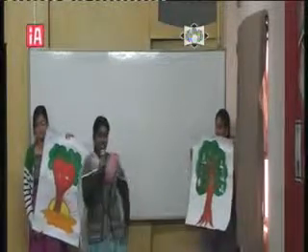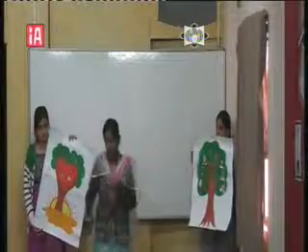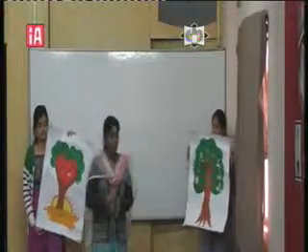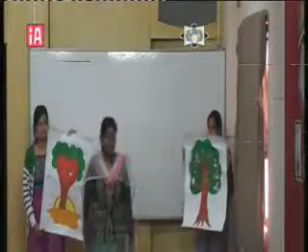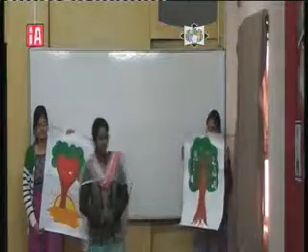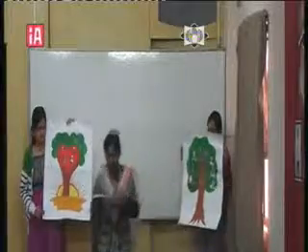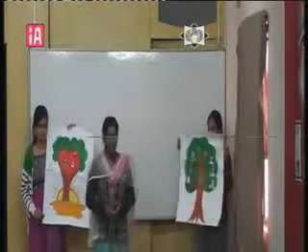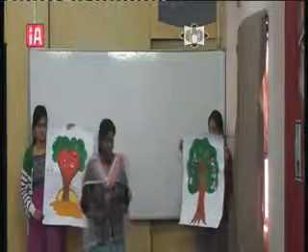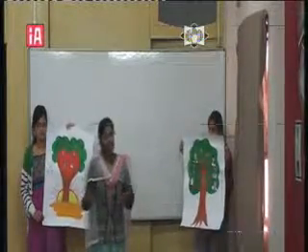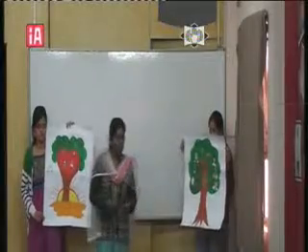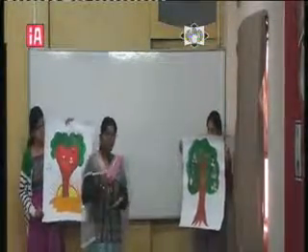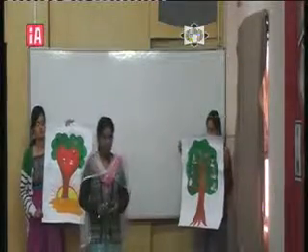Good morning, children. Today you are going to learn what is a family and how many types of families are there. Okay, children, what is a family? A family consists of parents and their children living together. And a family can be of many types depending upon the number of members. It may be a small family or a big family.